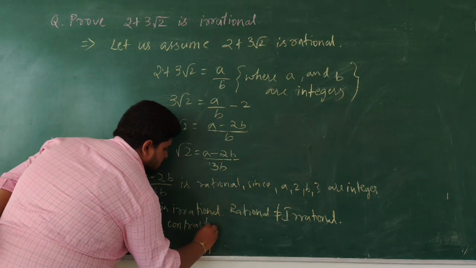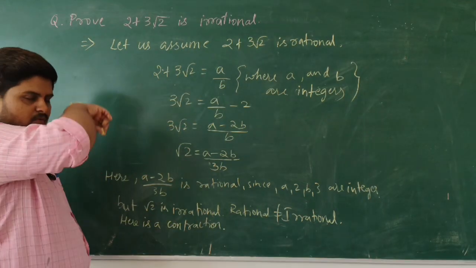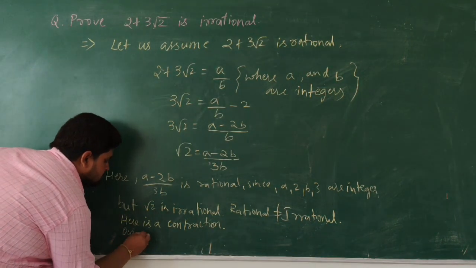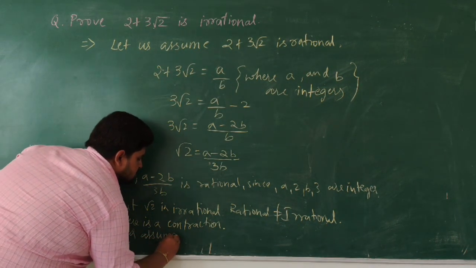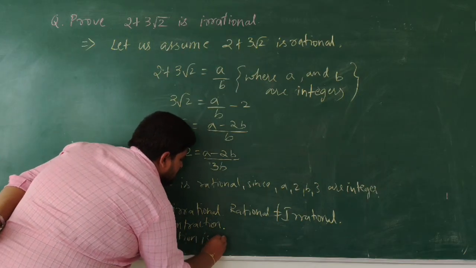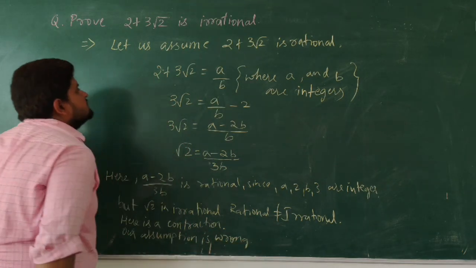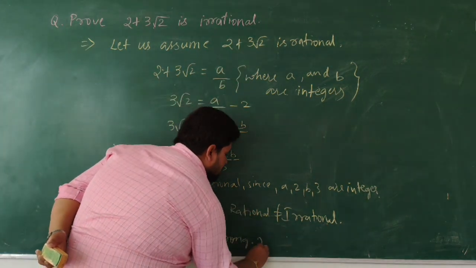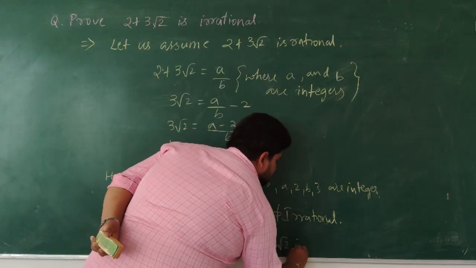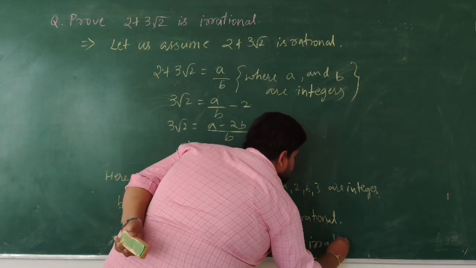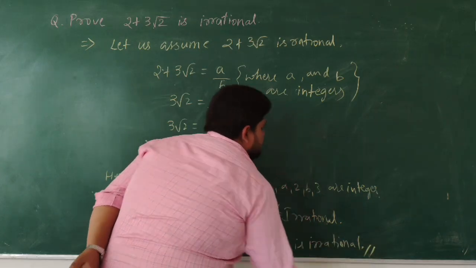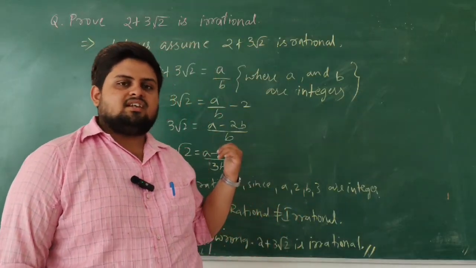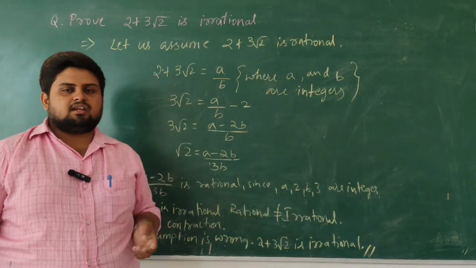What was the contradiction? There is a mistake in our proof. Our assumption was wrong. What did we assume? We assumed 2 plus 3 root 2 to be a rational number. So our assumption is wrong and 2 plus 3 root 2 is an irrational number. Hence proved. Now quickly take the example of this and solve the rest of the problems that are appearing on the screen.